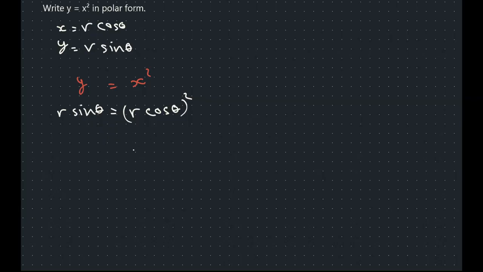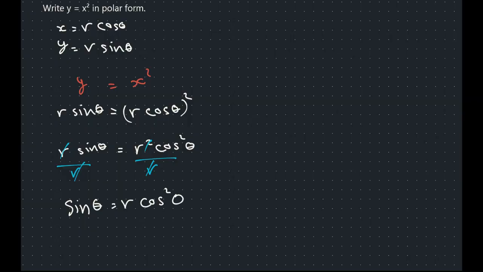I will have r squared cosine squared theta is equal to r sine theta, and I want only one r. I don't want an r squared. So what do I do regarding this? I will divide both sides by r. This r will cancel out, and this power is going to cancel. Therefore, we will have sine theta is equal to r cosine squared theta.